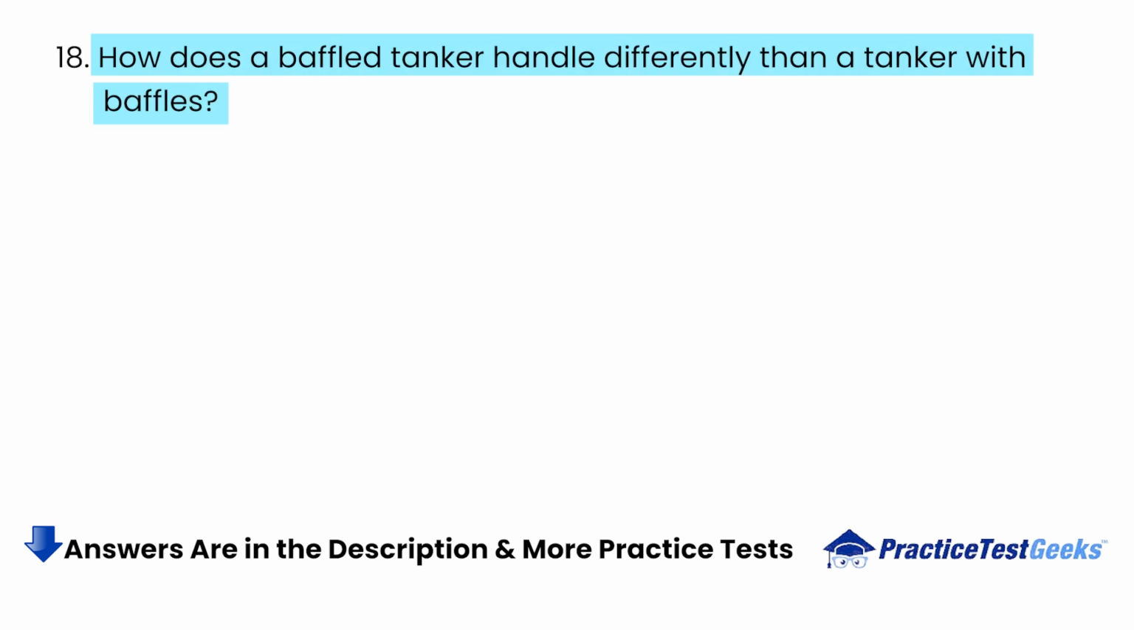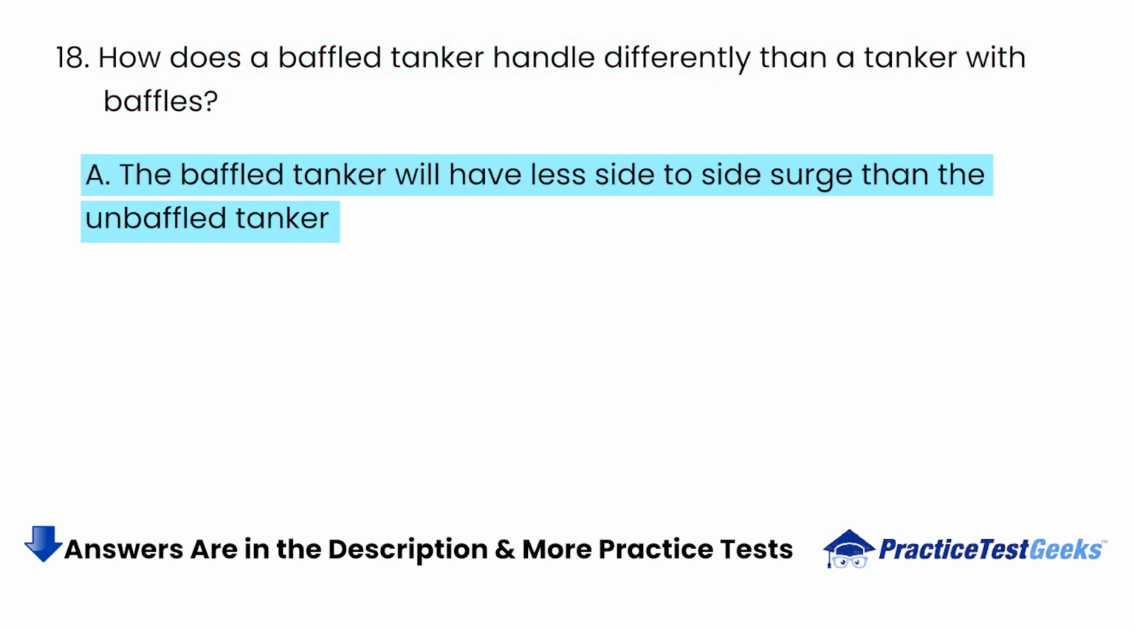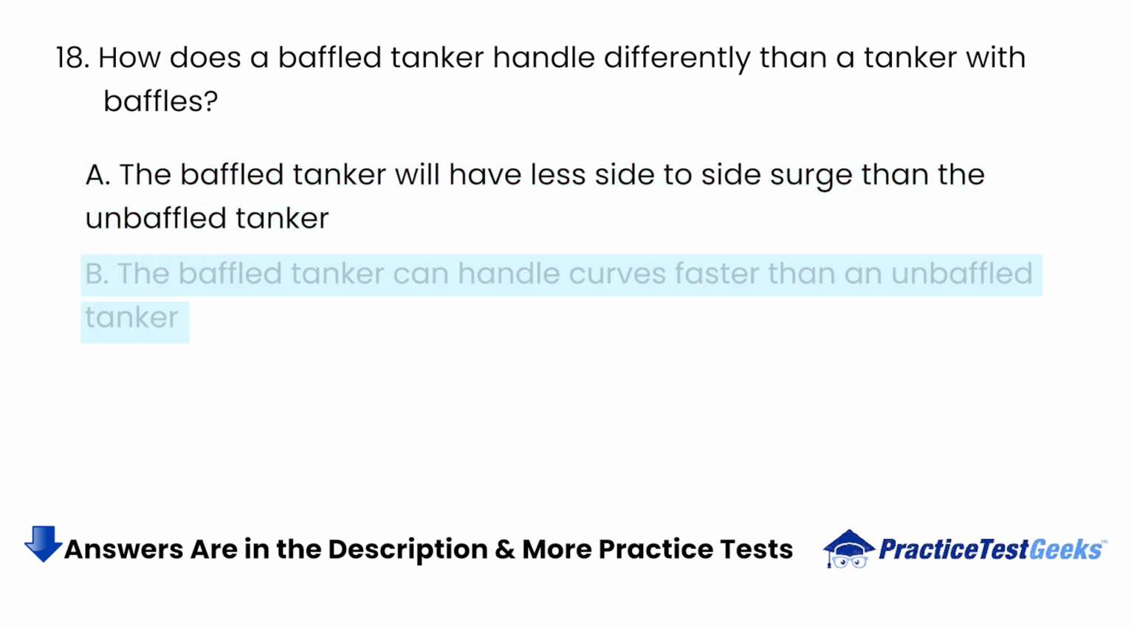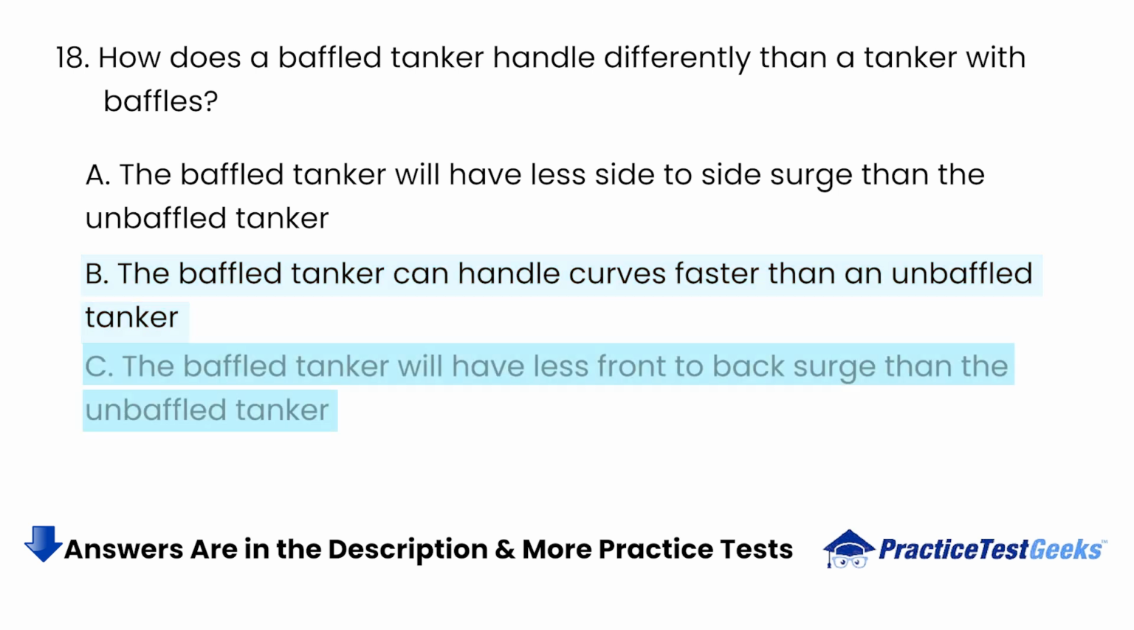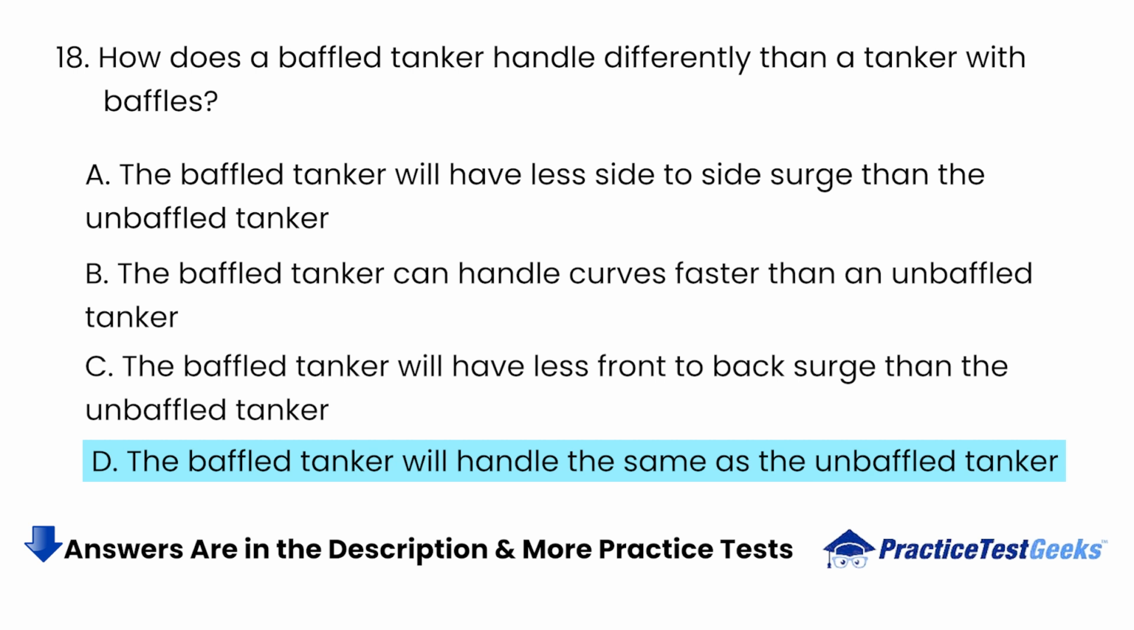How does a baffled tanker handle differently than a tanker without baffles? A. The baffled tanker will have less side-to-side surge than the unbaffled tanker. B. The baffled tanker can handle curves faster than an unbaffled tanker. C. The baffled tanker will have less front-to-back surge than the unbaffled tanker. D. The baffled tanker will handle the same as the unbaffled tanker.